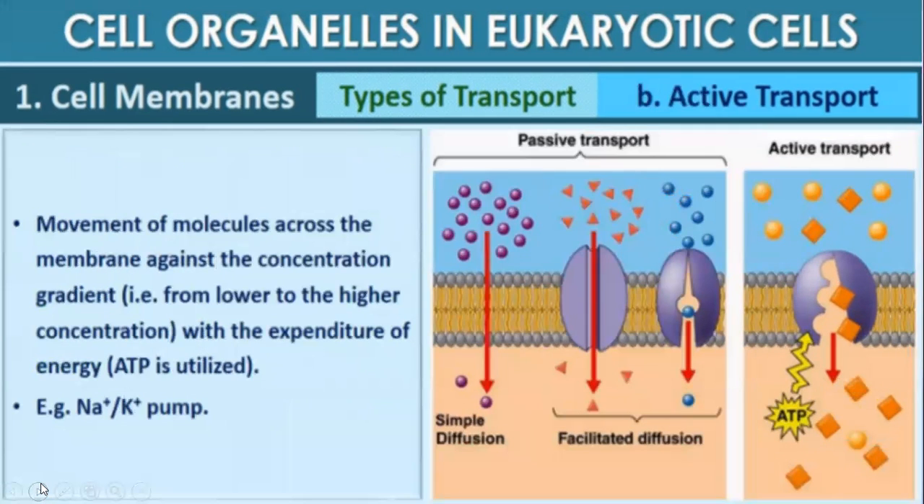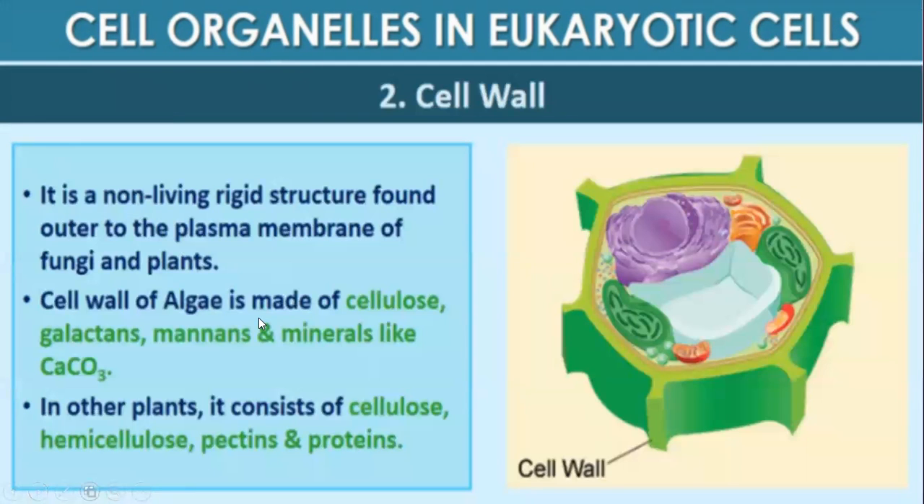Clear with that? So this is the active transport by using the energy against the concentration gradient. So the next structure that we are going to learn is the cell wall. It is a non-living rigid structure formed outer to the plasma membrane of fungi and plants. The cell wall of algae is made up of cellulose, galactans, mannans and minerals like CaCO3. In other plants, it consists of cellulose, hemicellulose, pectins and proteins. So the composition of the cell wall is different in different organisms.